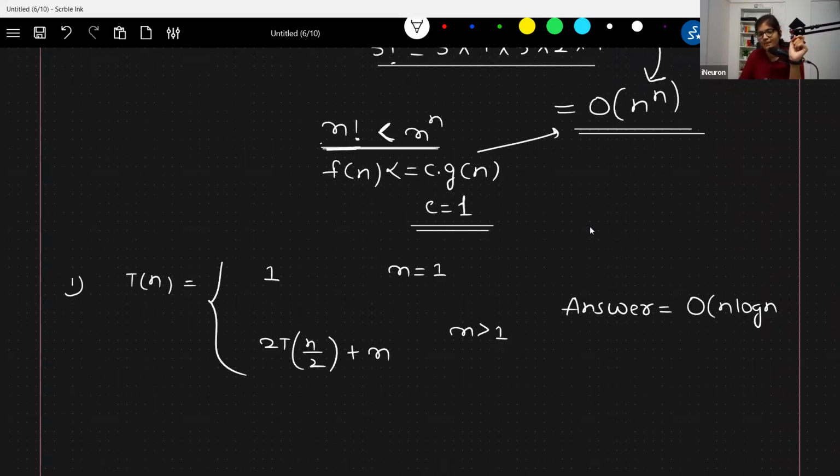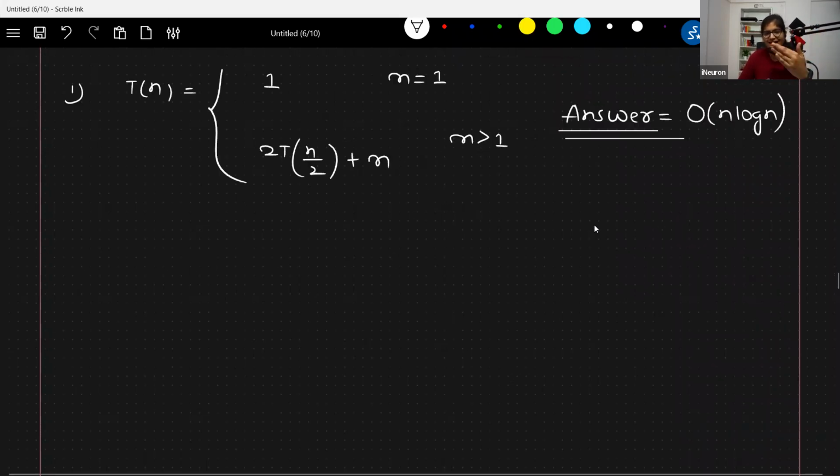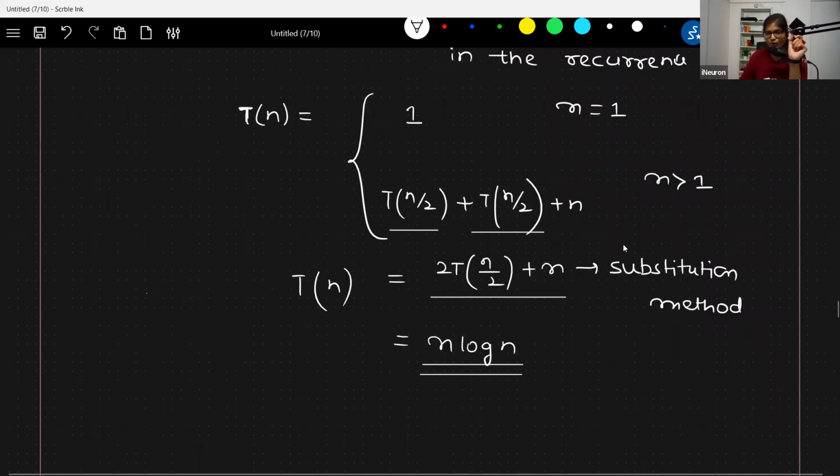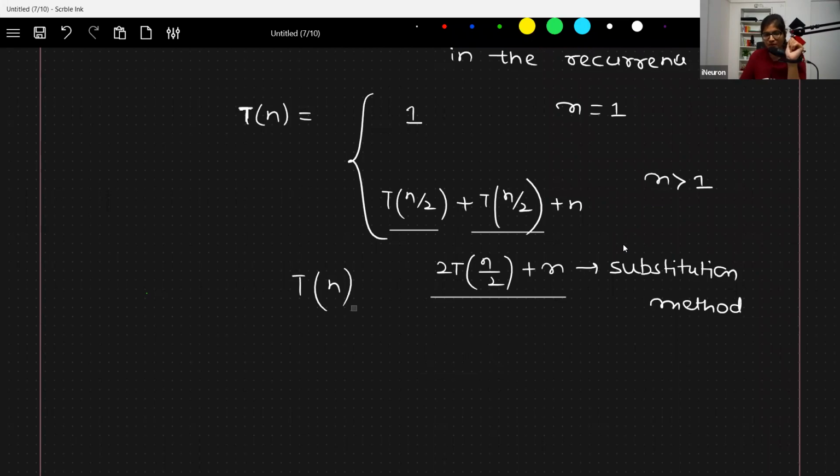So let's see the approach. By tomorrow, I'm giving you time. Try to do this. Again, the same thing you need to do: try to substitute this T of n by 2 value until k number of times. You will for sure be able to get some series of logarithmic kind of thing to get this result. This can be done using the substitution method also, but what we are discussing here is the recursive tree approach.